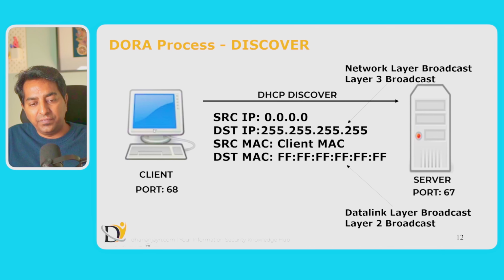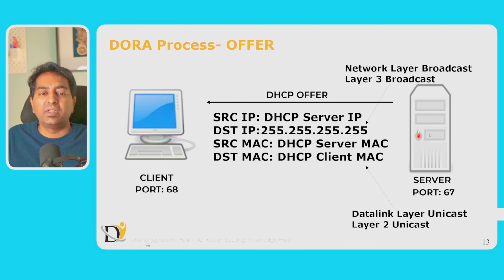So the first phase is to identify the DHCP server on the network, right? If you look at the source and destination IP and the source and destination MAC on the network layer, we can see there is a layer 3 broadcast. And if you look at the MAC address, here you can see the client is also making a data link layer broadcast, right? So this is also known as a layer 2 broadcast. Now moving next, the offer.